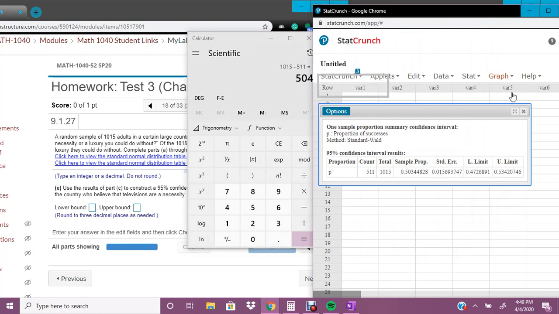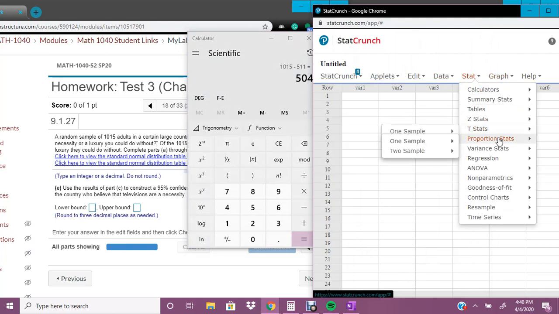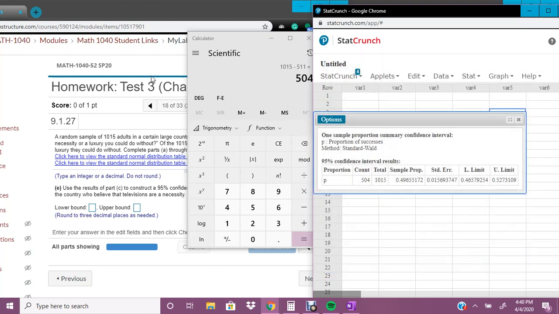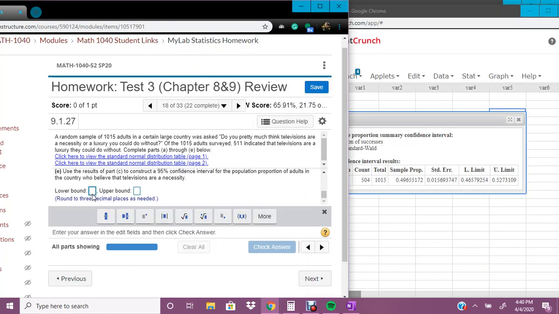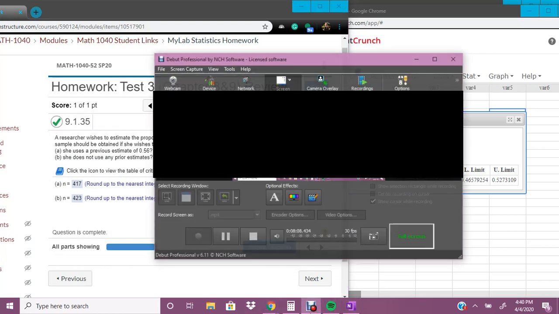And so we're going to go back into here, and once again, we're finding a confidence interval. So we're going to go back to proportion stats, one sample with summary. But now our number of successes is this number that we found, just barely. And our observations stay the same. And it's 95, that's 95, compute our upper and lower bounds right there. And that is how you do question 18.